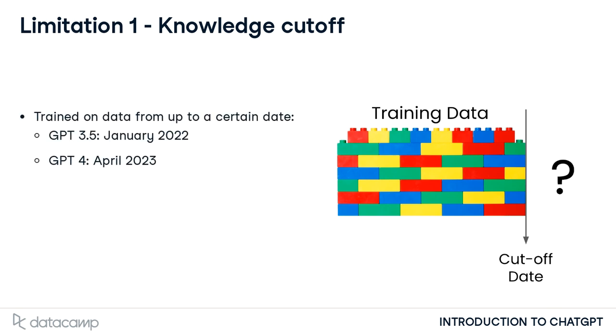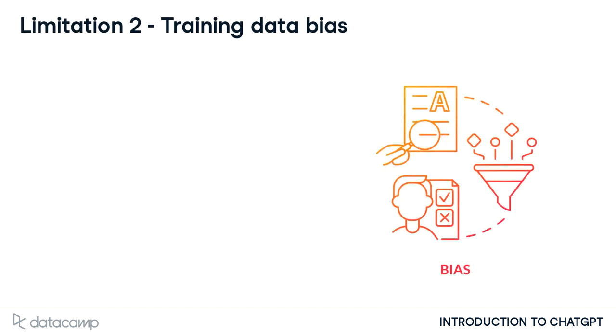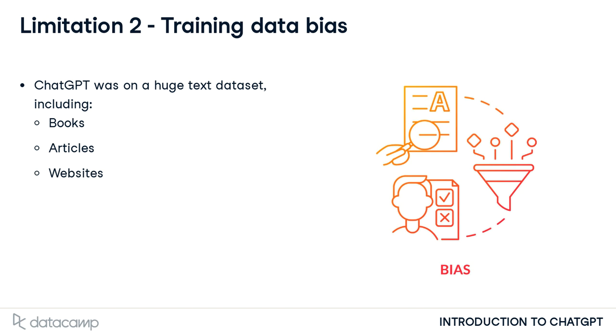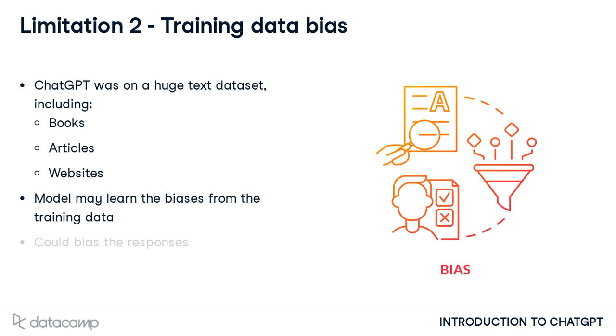ChatGPT was trained on data up to a certain date, which differs depending on the model used. Without being directly provided with additional context, these models will have no knowledge of events past these dates. As OpenAI updates the LLMs used in ChatGPT, these dates will continue to shift forward. Another limitation is potential bias in the training data. ChatGPT was trained on a massive text dataset from a variety of sources, including books, articles, and websites. But this data could contain biases. The model may learn these biases and produce biased responses.